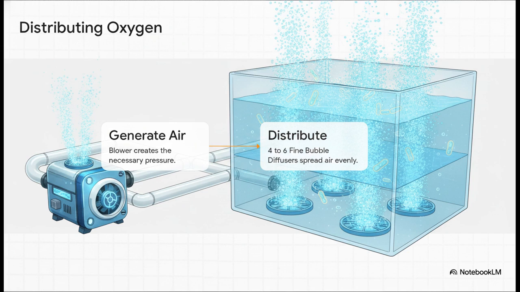Because generating the air is only half the battle. Distributing it effectively is where the design matters. The blower generates the pressure and then pushes that air down to 4 to 6 disc-type fine bubble diffusers sitting at the very bottom of the tank. Those diffusers take that air and shear it into thousands of tiny, fine bubbles that rise up through the water column. This ensures the oxygen is completely and evenly distributed, creating perfect synergy so the bacteria can thrive.